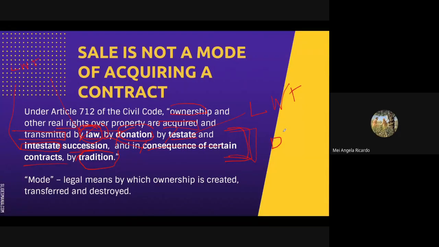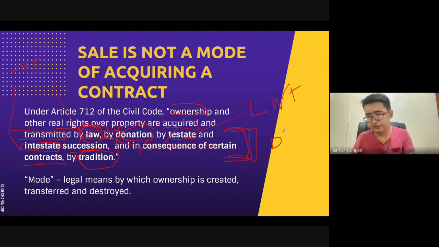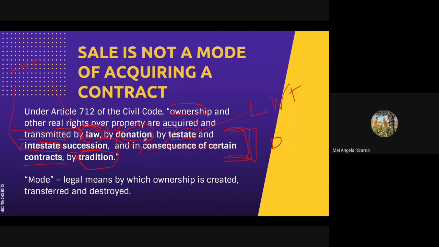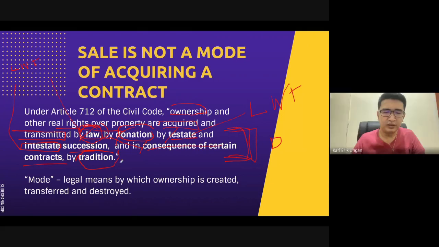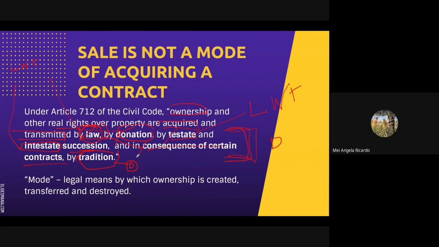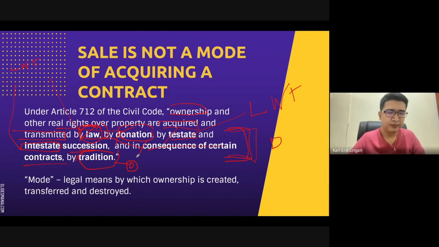Yung po bang by tradition, sir? Oh, bakit by tradition? By tradition po, kasi parang takop na po niya lahat, sir, including the law, donation, parang ganun po, sir? Of course, it has its meaning. Wala ka maisip kapag sinabi mong tradition? Pag tradition po kasi parang custom na kasi yun, customary, sir. Yeah, that's correct.